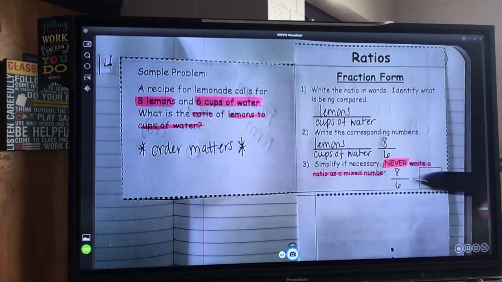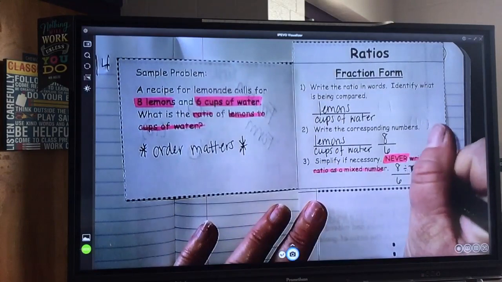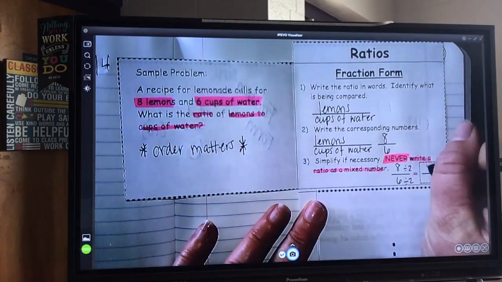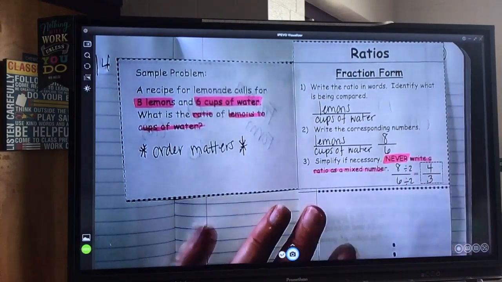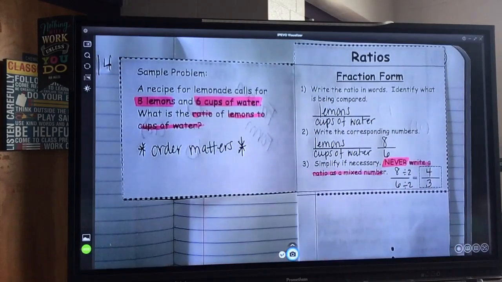Alright, so we can simplify this because it's 8 to 6. Both of those numbers are even. What can we simplify 8 and 6 by? 2. Right, so I'm going to divide this by 2, and I'm going to divide this by 2. Alright, so that is essentially ratios in a nutshell using a fraction box.